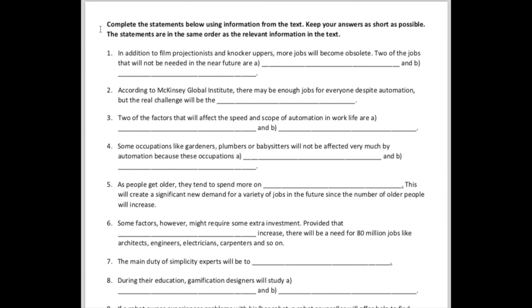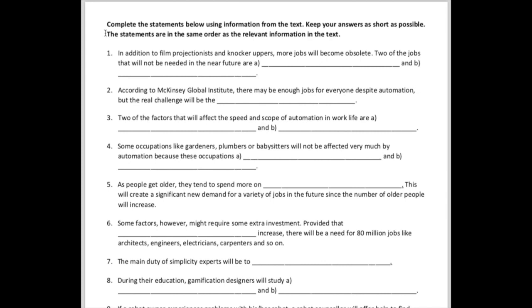Now, first of all, remember the first point. Let's read the task together. So, complete the statements below using information from the text. Keep your answers as short as possible. The statements are in the same order as the relevant information in the text. Now, these are the instructions. As you can see, you need to use the information from the text because this is a reading task. Now, this is very interesting. Keep your answers as short as possible. Yes, this is very important because it's very easy to copy and paste large amounts of text, but you need to be accurate. You need to take the relevant information.